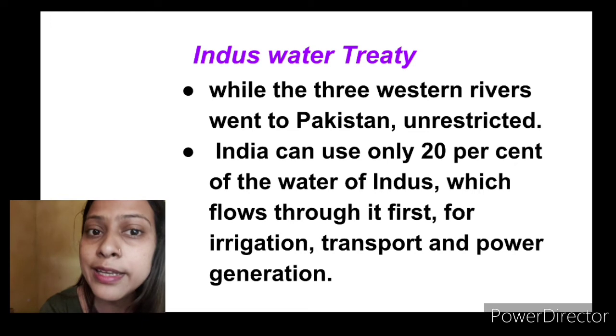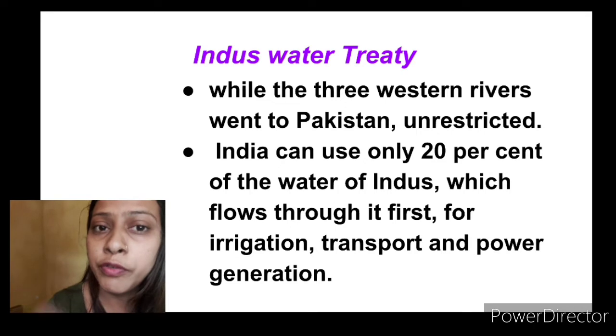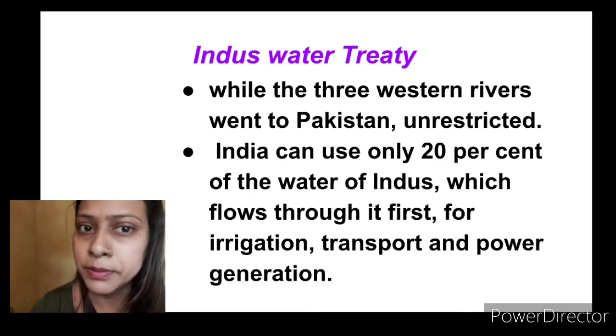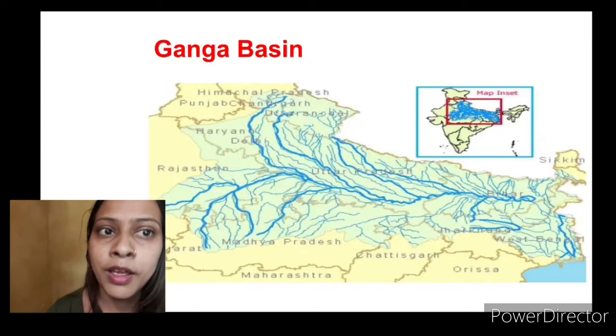According to the treaty, India can use only 20% of Indus River's water, maybe for irrigation, for transport, and power generation as well. So for various purposes, India can use 20% according to the Indus Water Treaty signed in 1960.